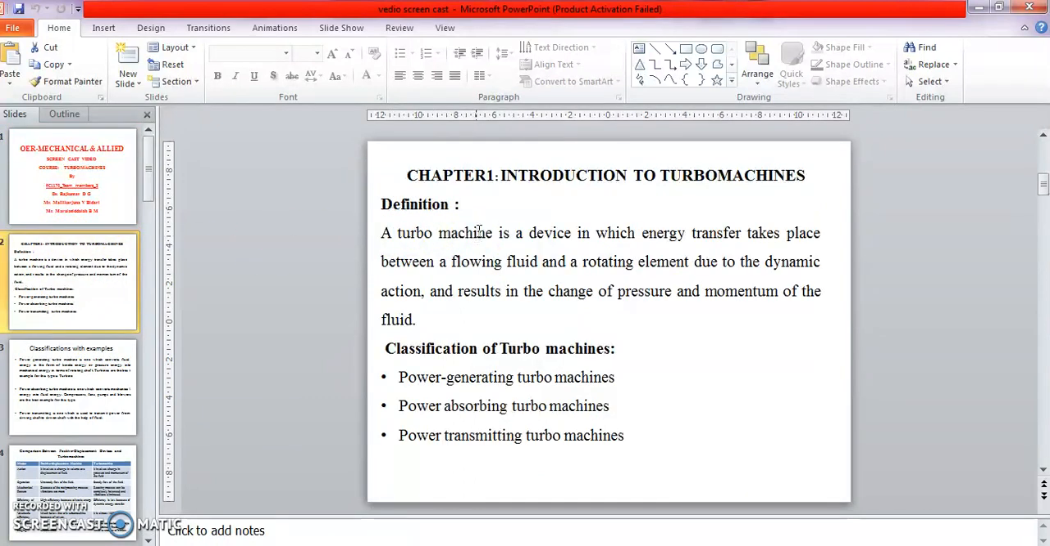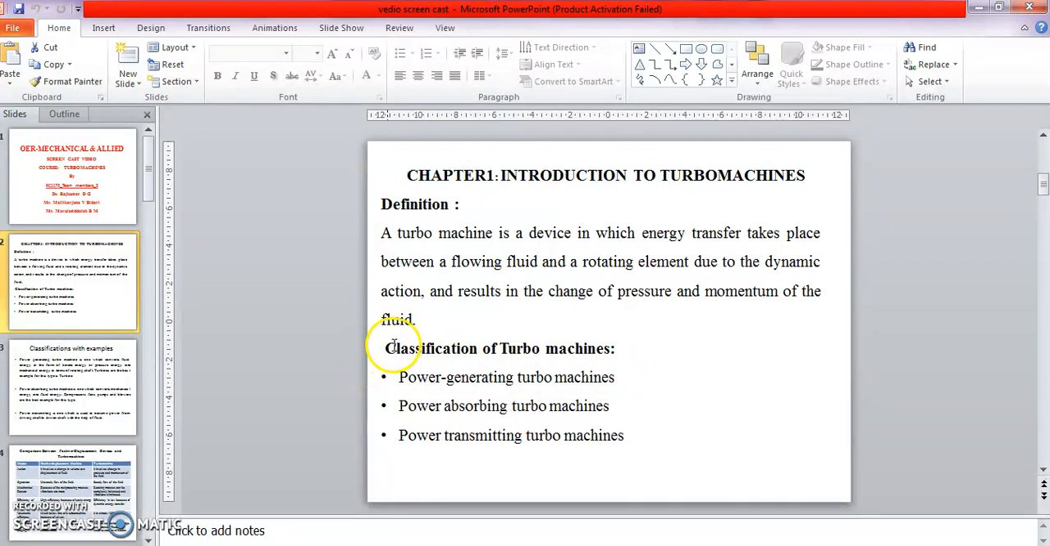In the introduction, we are going to discuss the basic definition of a turbomachine. A turbomachine is a device in which energy transfer takes place between a flowing fluid and a rotating element due to the dynamic action that results in the change of pressure and momentum of the fluid. So here we are going to discuss the rotor as well as the stator, and there will be a change in pressure as well as momentum of the fluid.